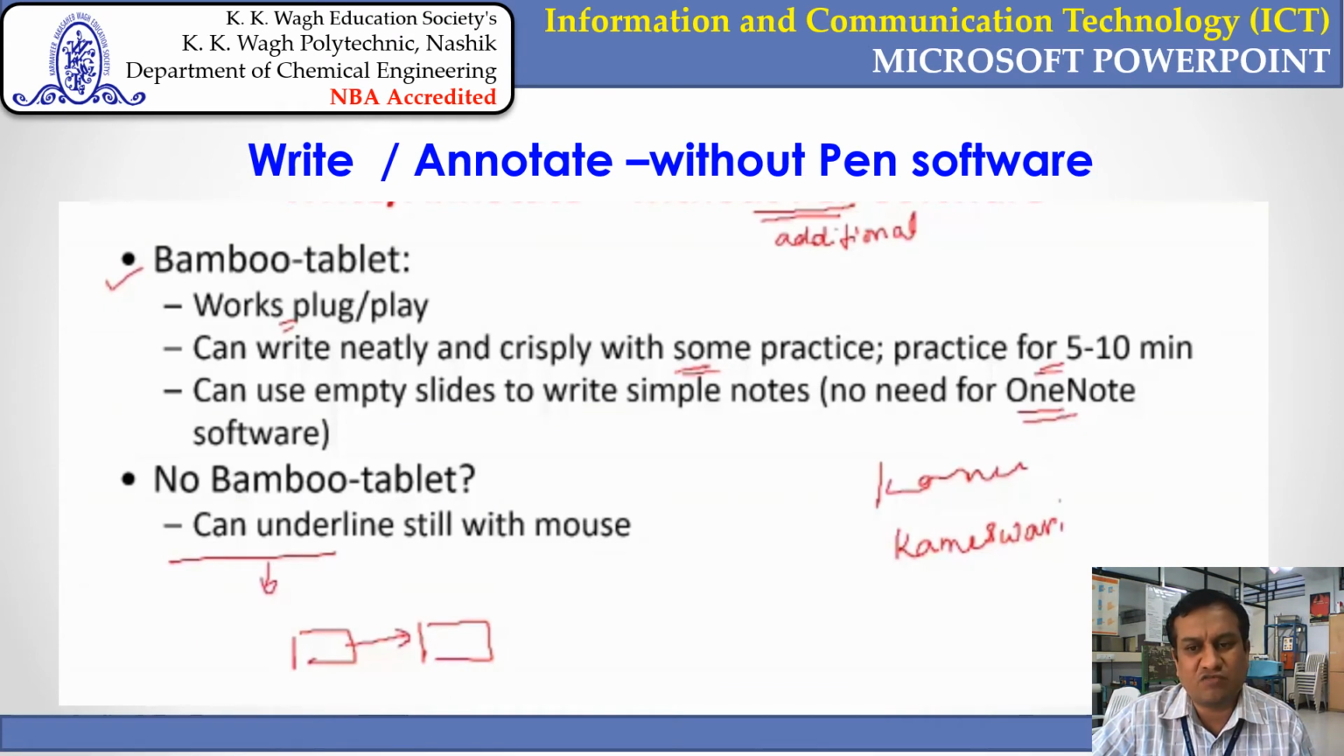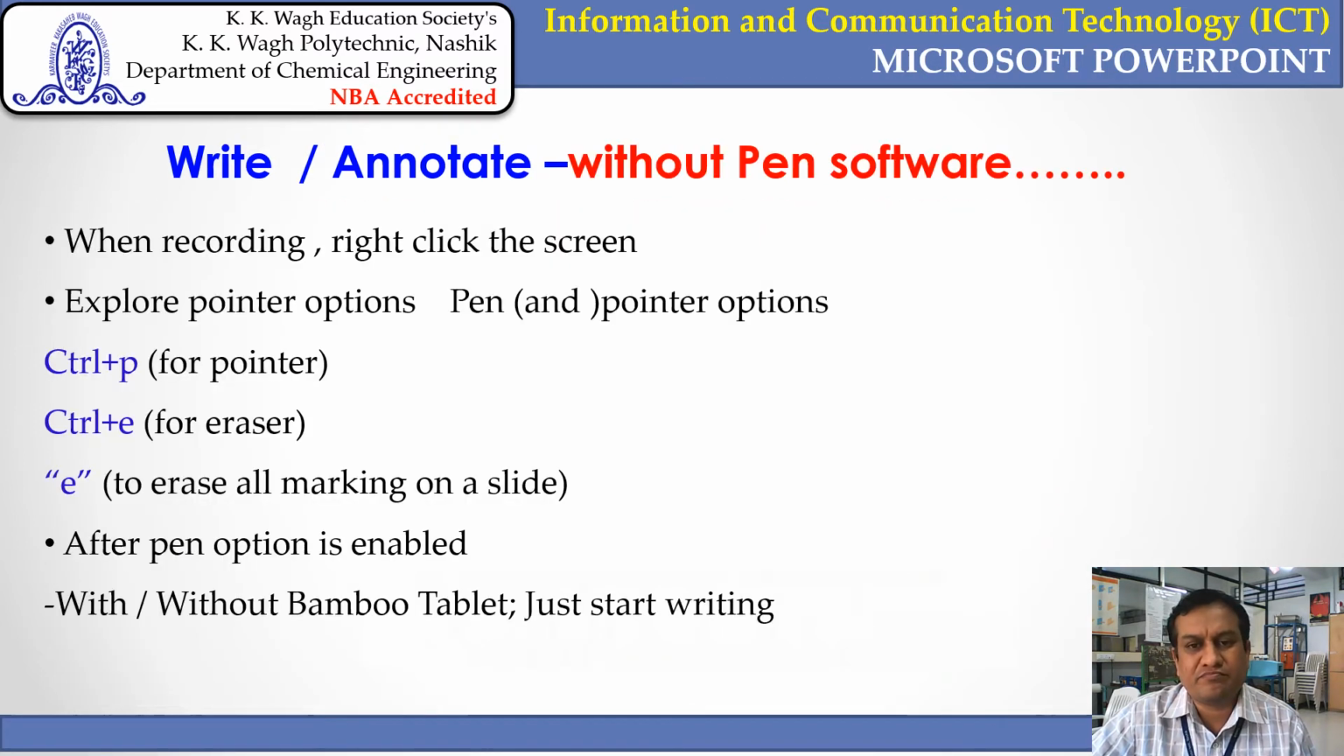So this additional word or this chart is nothing but examples, where this additional word is written by the bamboo tablet, and this chart or this arrow is written by the mouse with a simple click. So without pen software, or without clicking, or with the help of the mouse, you can also do the activities with the help of the keyboard.